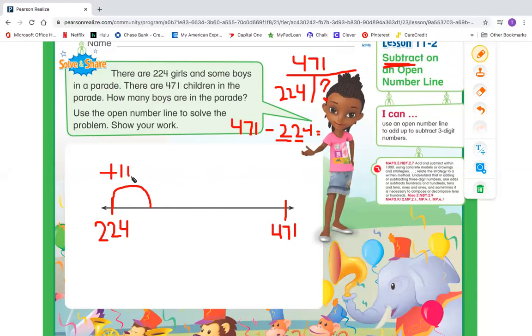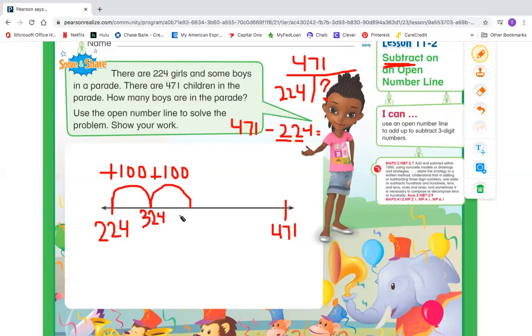100, where am I going to be at now? 324. I'm at 324. I need to get to 474. So I still need to add another 100. So I'm getting closer, but I'm not there yet. 100. I'm going to add one more 100.